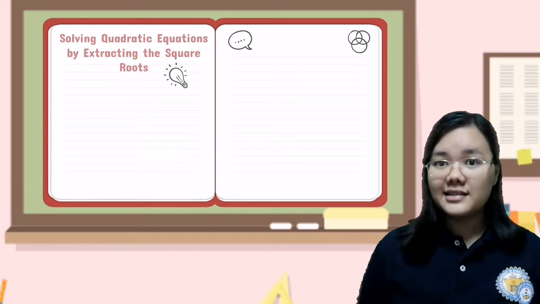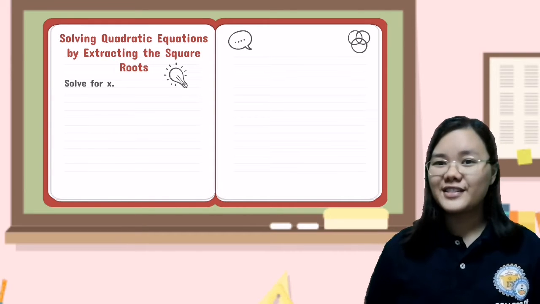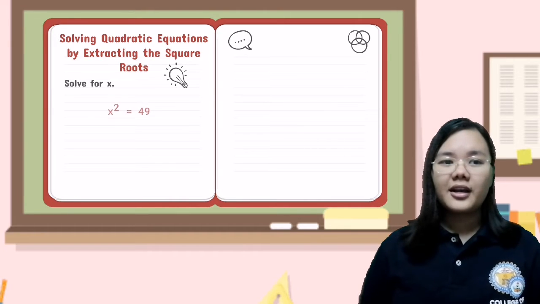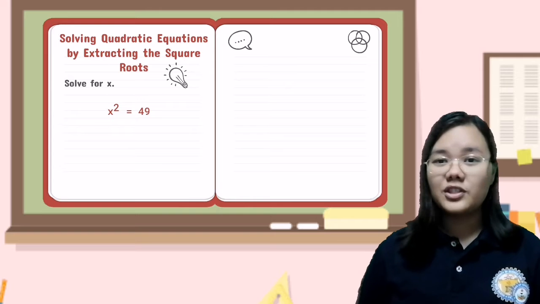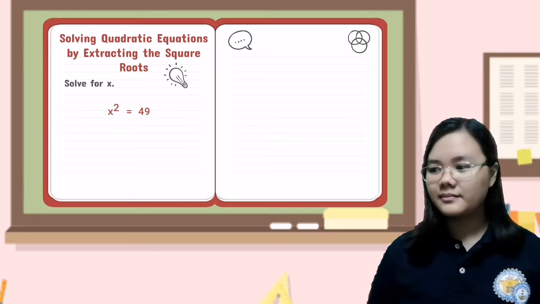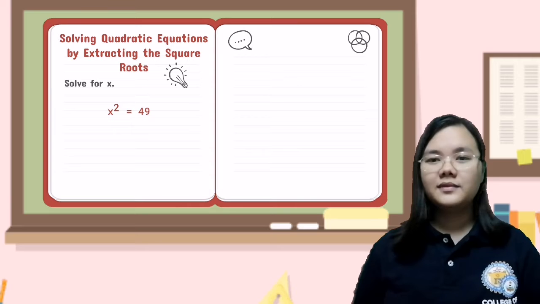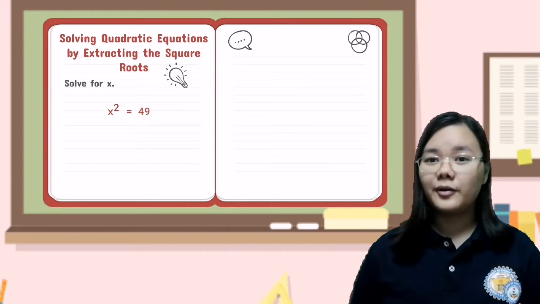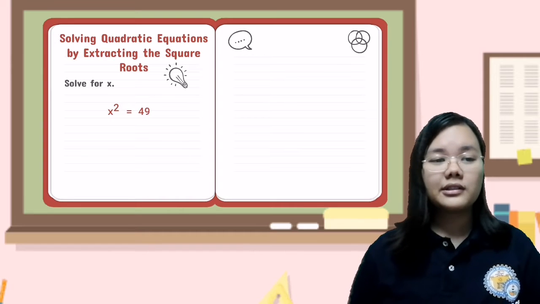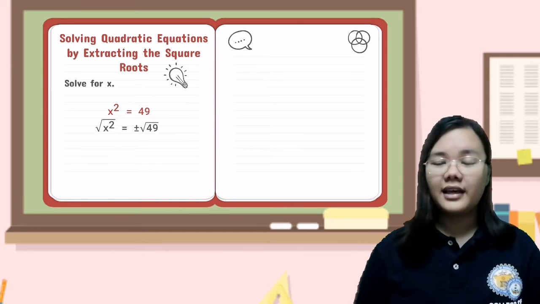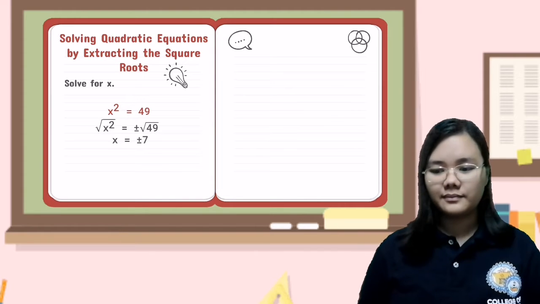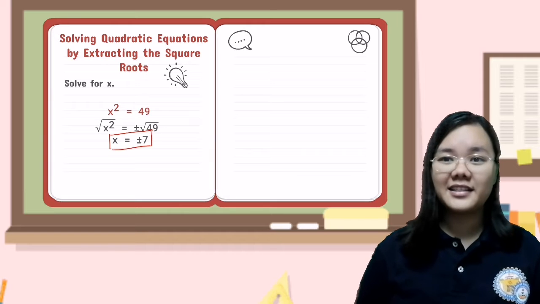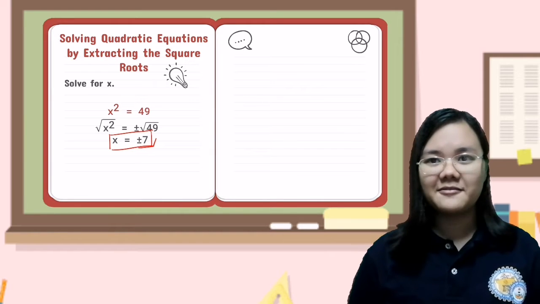Here are some more examples for you to understand our lesson better. x squared equals 49. Which is the next step? Kazuha? Yes, square root, since 49 is already a perfect square. So square root both sides, then simplify. The answer will be... yes, very good. It is positive and negative 7.